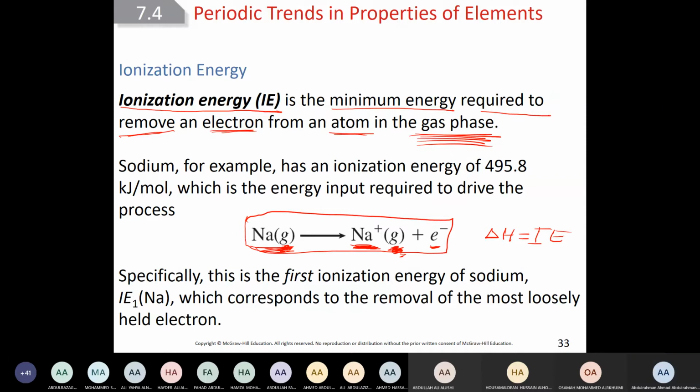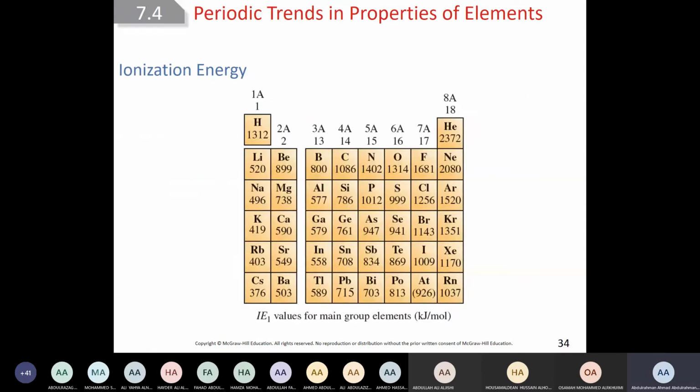Now, ionization energy. What's this group of elements? Main group. What's the other name that we use for it? S and P elements. Keep this in mind. Okay, good. Look at the first period, from lithium all the way to neon: lithium, Be, B, carbon, nitrogen, oxygen, fluorine, and then neon. And look at the numbers.